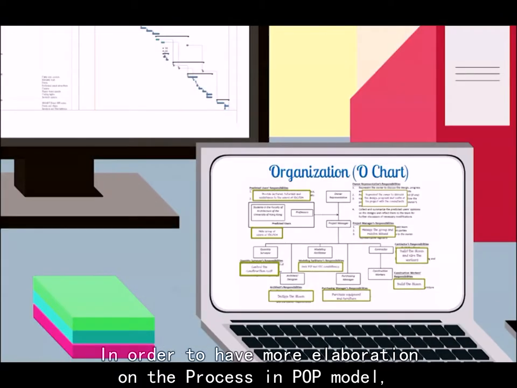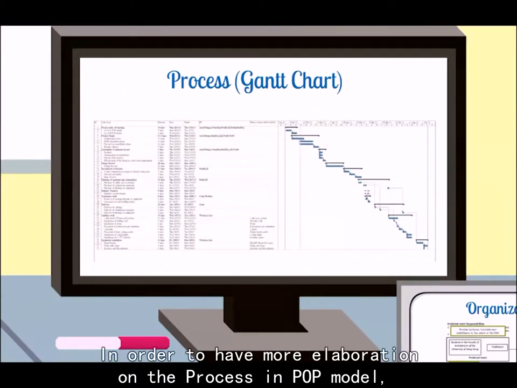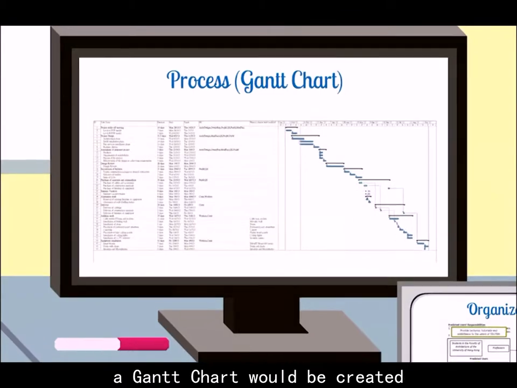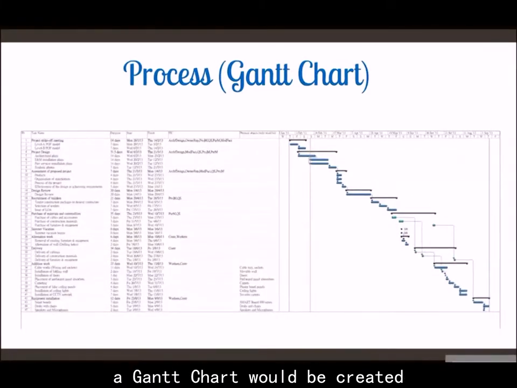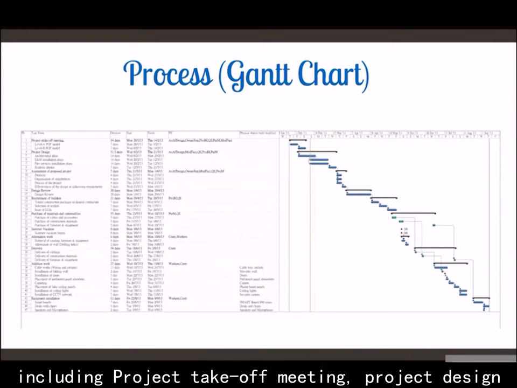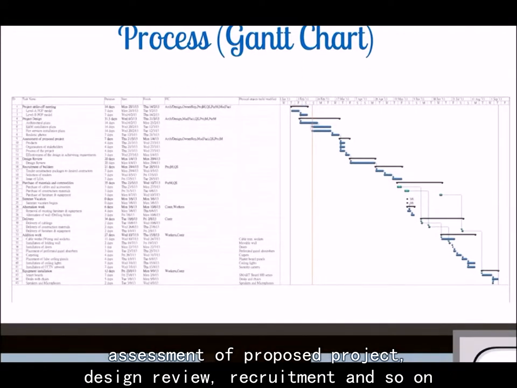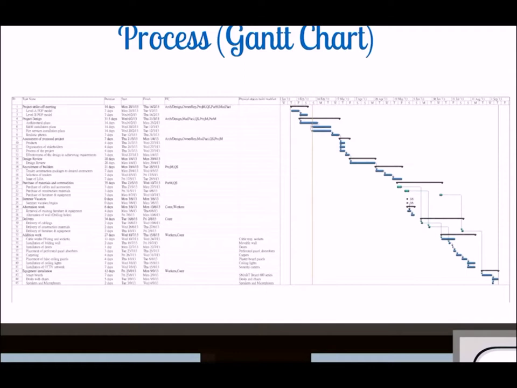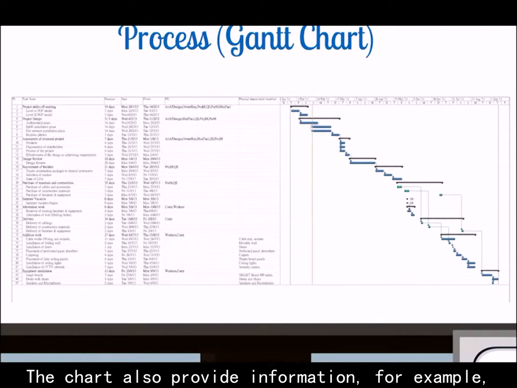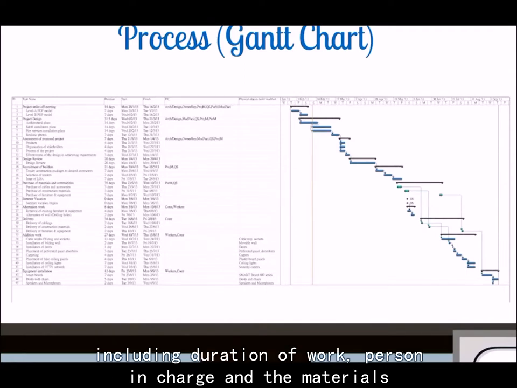In order to have more elaboration on the process in the POP model, a Gantt chart will be created. In the Gantt chart shown, there are 10 major tasks involved, including project take-off meeting, project design, assessment of project, design review, recruitment, and so on. The chart also provides important information, for example, duration of work, person in charge, and the materials.